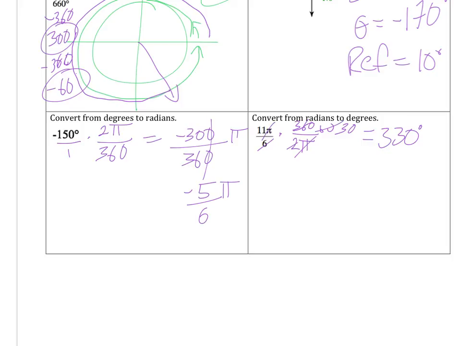If you're using a calculator for this part, you need to be careful to leave your pi's off and don't put them on until the end. If I get some really ugly decimal for this, you're not getting credit. You need to show me radians in terms of pi.